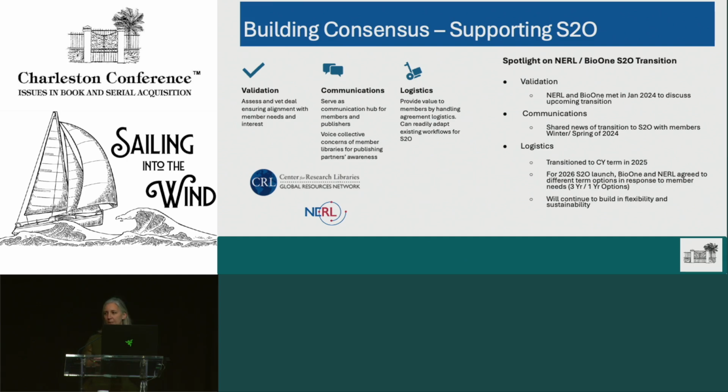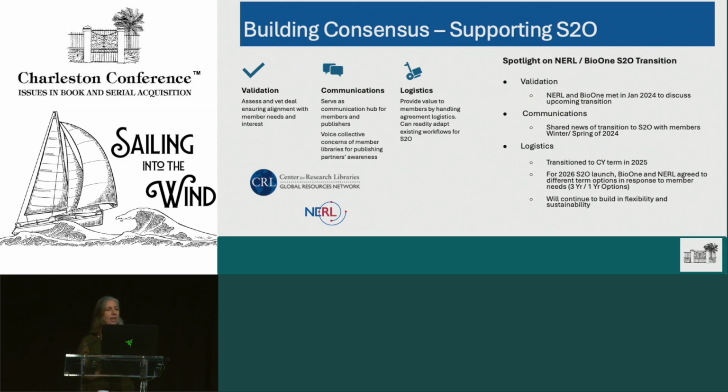So we are often the ones to first vet. We'll get an offer from the publisher, and we'll take a look and see, does this agreement match our members' interests? Does it align with what we know they need, what their interests are? And then the consortium can serve as a communications hub. So we are able to get information from the publisher, pass that on at scale to membership, rather than it having to go from publisher to each institution, being that go-between when members have questions, when publishers have questions. The consortium helps facilitate that communication, as well as logistics.